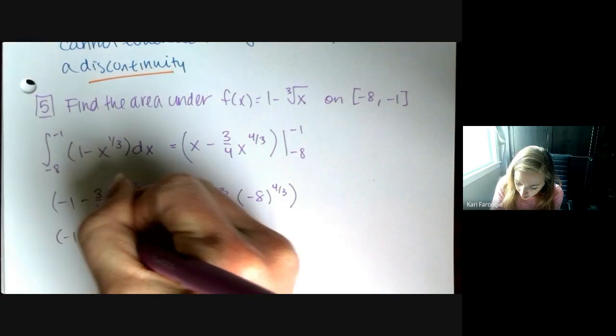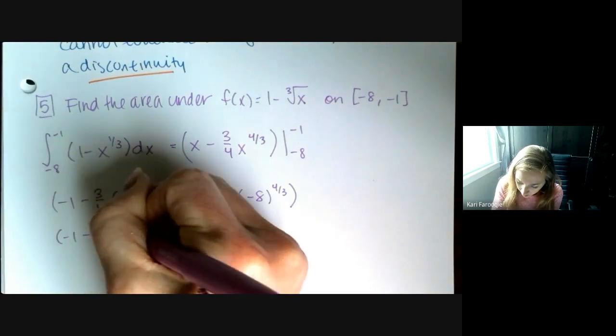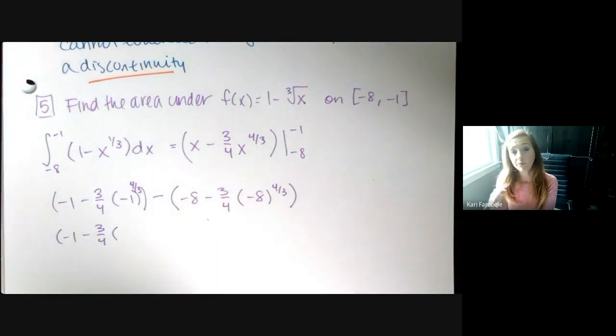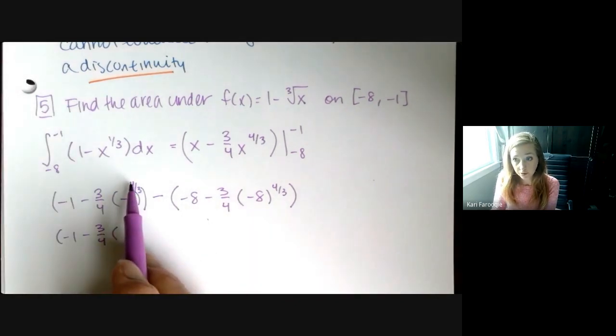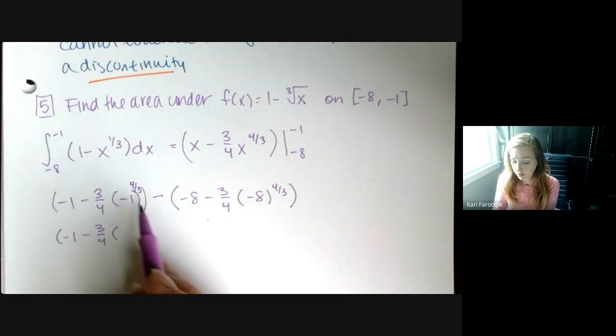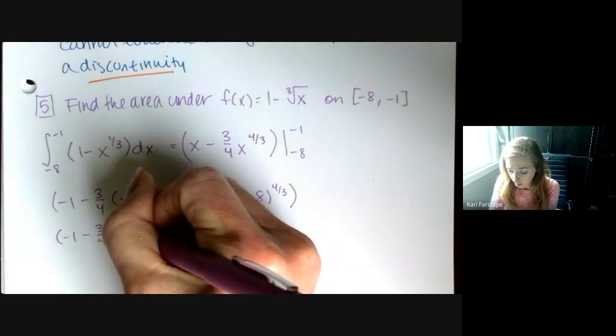So this is -1 minus 3/4 times. I just put this in my calculator, but remember when you take something to a 4/3 power, the numerator is your exponent and the denominator is your index. So you're taking the cube root of -1 to the 4th power. -1 to the 4th is +1. When you cube root +1, you get +1 back.